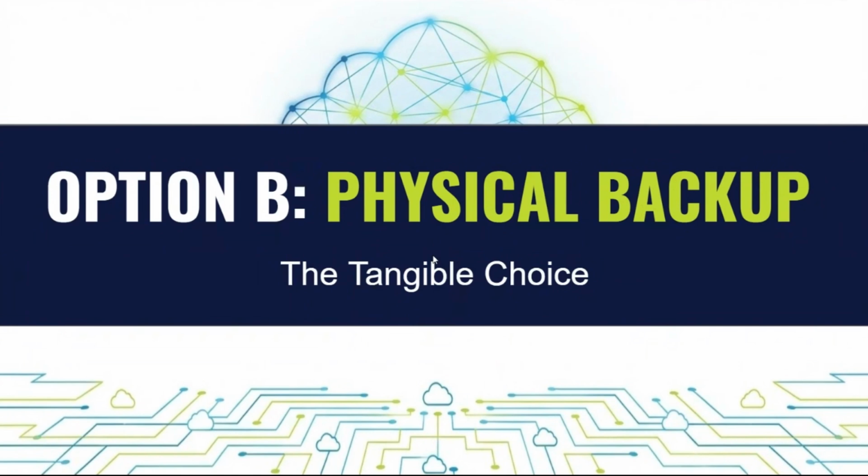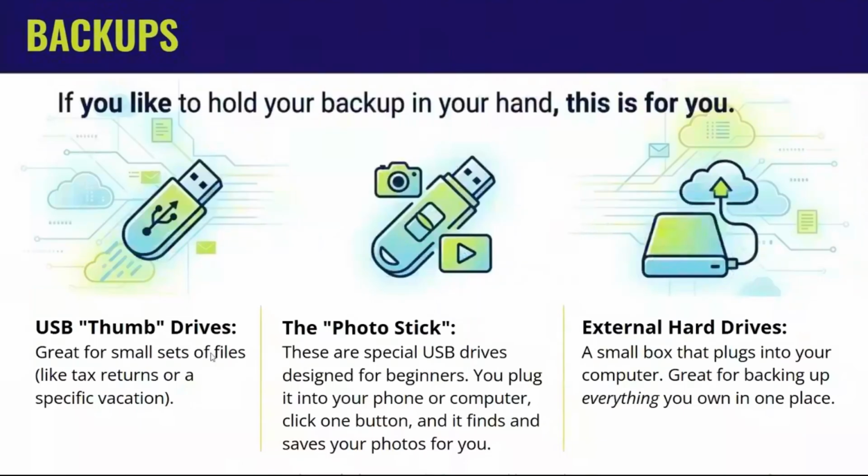We just talked about backing up to the cloud. Now let's talk about our other option, a physical backup. So when we say a physical backup, what do we mean? These are things like USB or thumb drives, which are good for saving small, specific files like documents or photos.